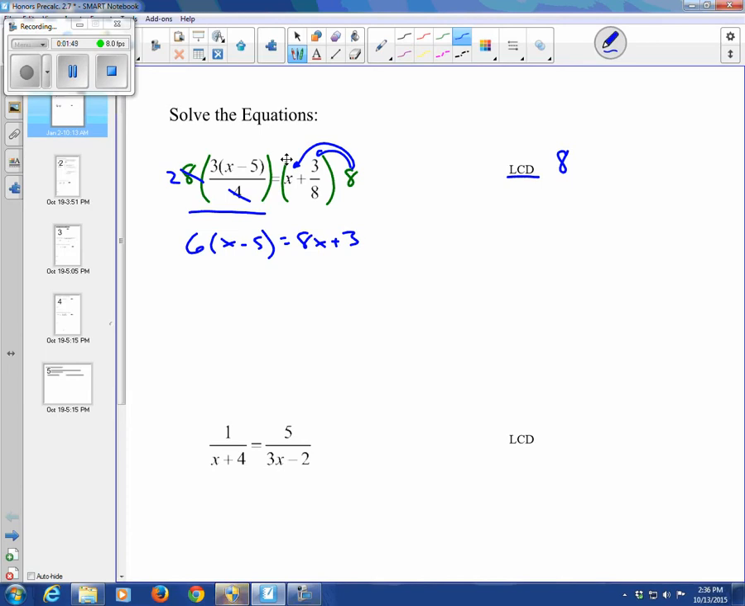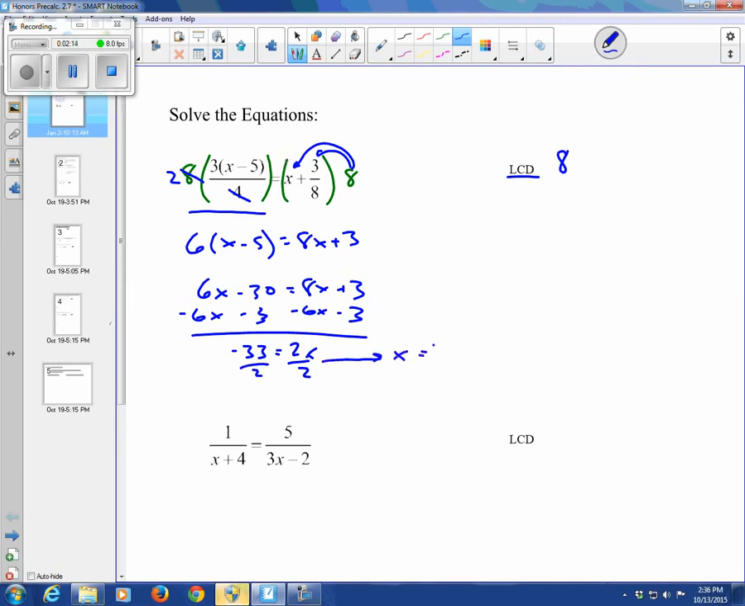Now we can go ahead and solve this. This is going to be 6x minus 30 equals 8x plus 3. Continuing on, we get the x's on one side and the constants on the other, so minus 6x, minus 6x, minus 3, minus 3. That gives us negative 33 equals 2x. Divide by 2, divide by 2, and we can say that x is going to equal negative 33 over 2, or negative 16.5.